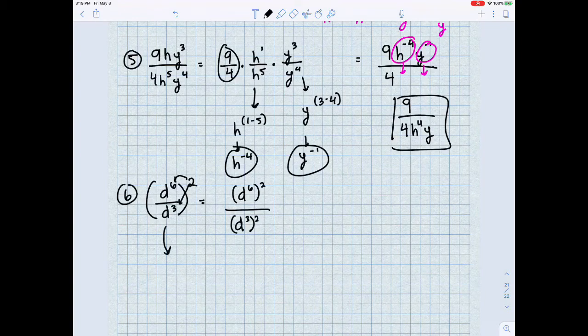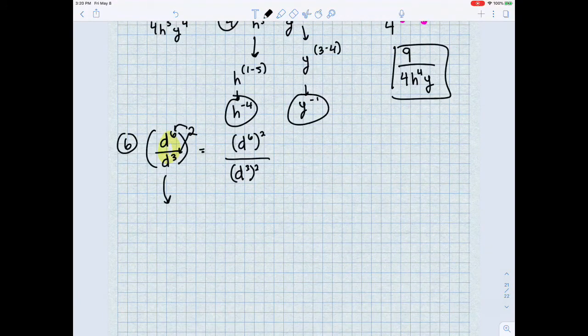Or you could solve it this way. You could solve whatever's in the parentheses first, right? And then raise it to the 2nd power. We know that d to the 6th divided by d to the 3rd is the same as d to the 6 minus 3 power. So you get d to the 3rd, and then that's raised to the 2nd power. So it's kind of a whatever floats your boat problem here.